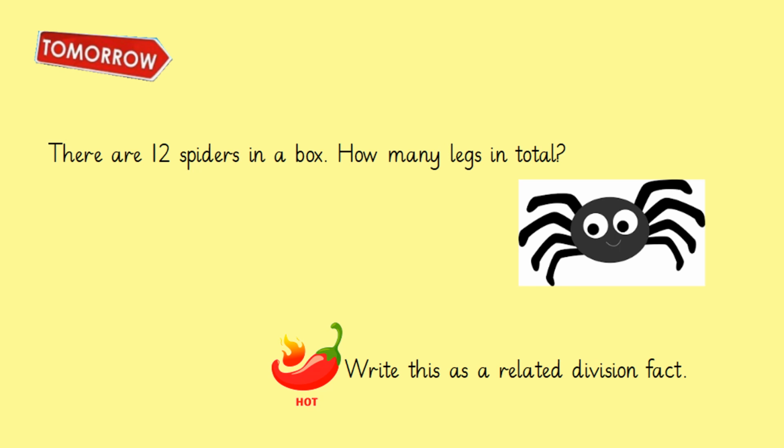So we know that 12 times 8 is 96. How would we write this as a related division fact? So remember, for this one, you always take the answer, the biggest number that we're going to be sharing out to get our smaller numbers. So 96 divided by 8 is... You're right, it's 12. What do you reckon 96 divided by 12 might be? You don't have to work it out, you already know. It's 8.